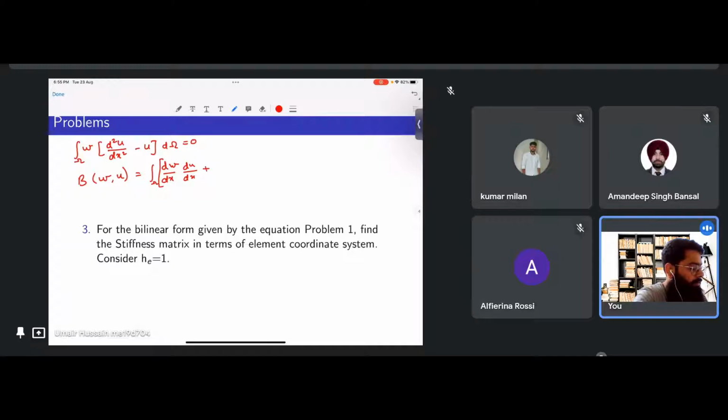Sorry, it's a B plus. Okay, this is the bilinear form for this.